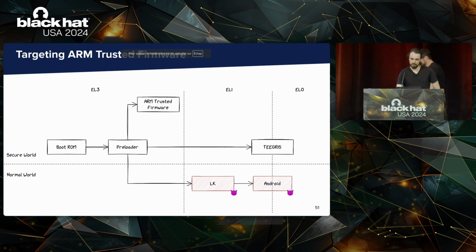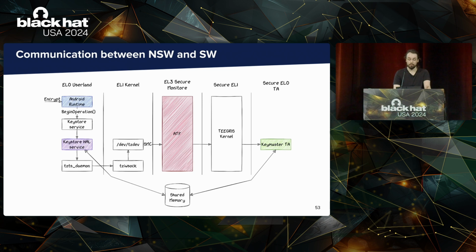All right, so now that we have full control over the normal world, with both Little Kernel and Android being compromised, we are ready to step into the secure world. And our next target to do that will be the Arm Trusted Firmware, or ATF. So what is ATF? ATF is the secure monitor used to reach the secure world from the normal world.